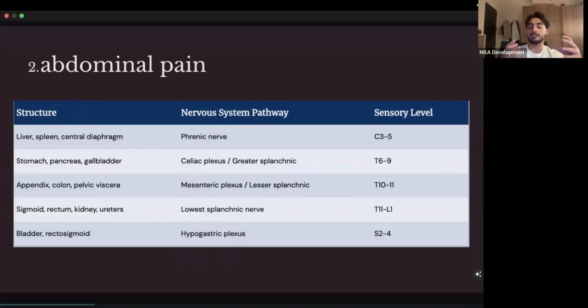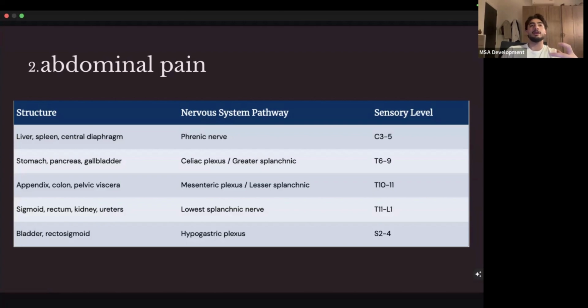The point is that this sensory supply is bilateral. That's why when you get visceral pain, where something is happening inside of the gastrointestinal lumen, you're going to get very vague pain that's not well localized. You're not going to be able to point and say, this is exactly where I'm feeling my pain, because it's supplied bilaterally. So it's going to basically focus to the midline of the abdomen.